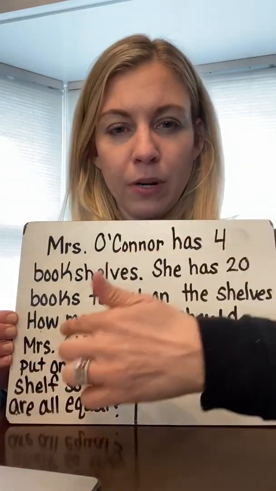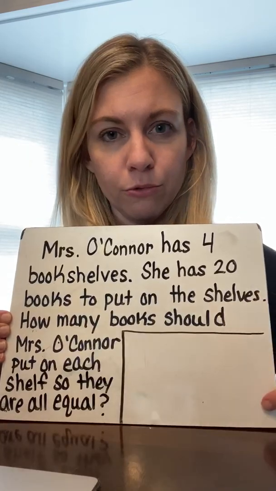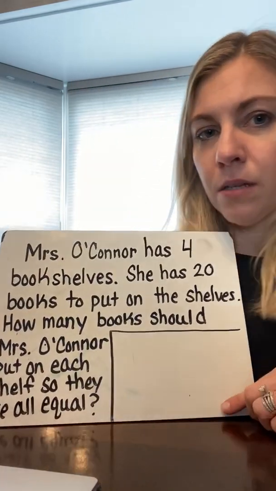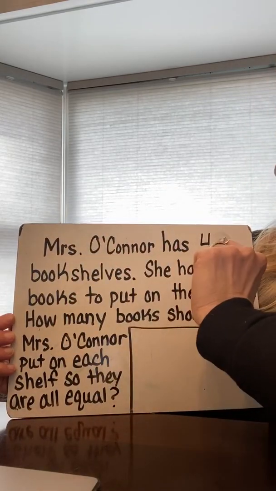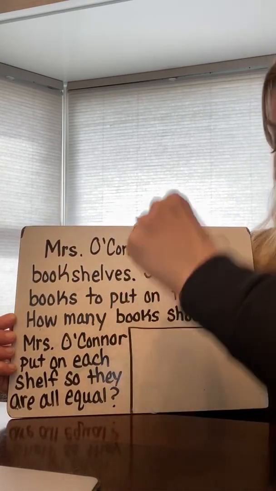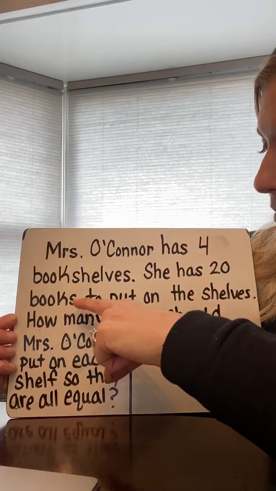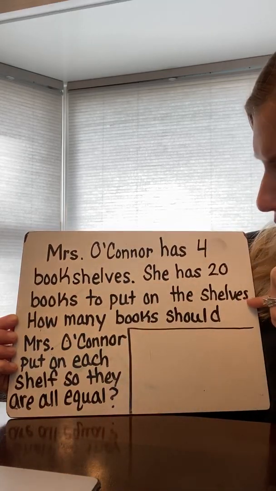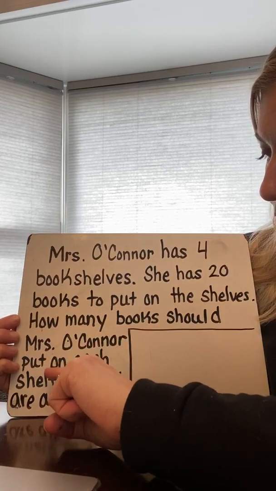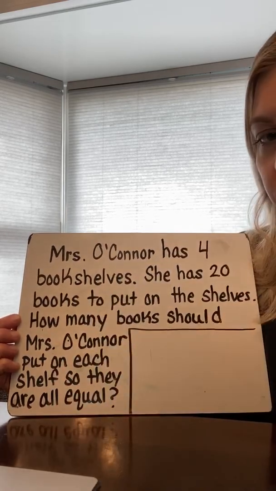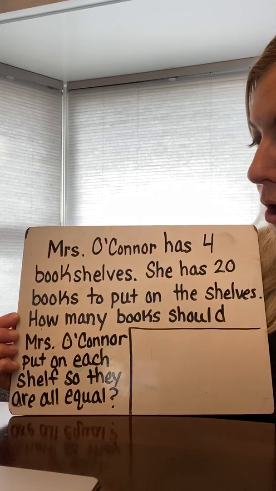Okay, I wrote it over to this side so that I'll have a little room to work over here, okay? So it says, Mrs. O'Connor has 4 bookshelves. She has 20 books to put on the shelves. How many books should Mrs. O'Connor put on each shelf so they are all equal?